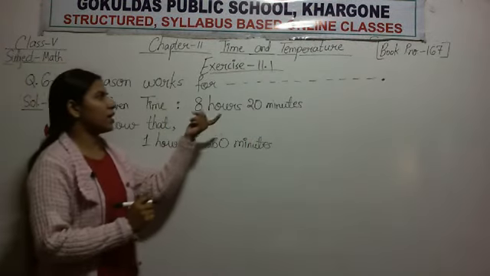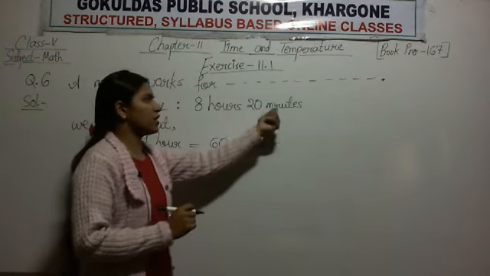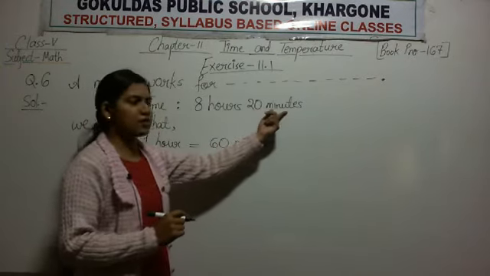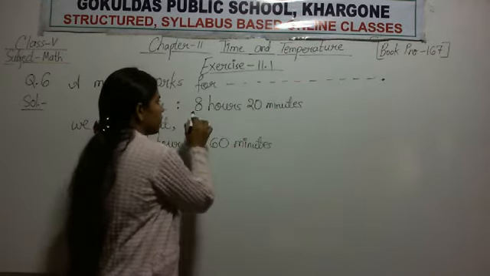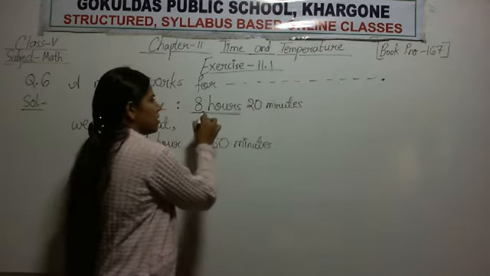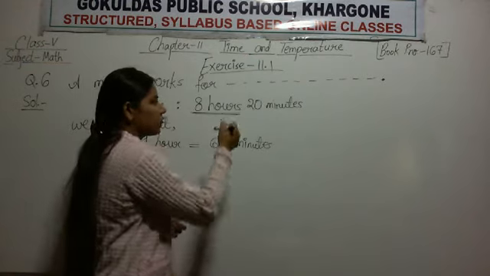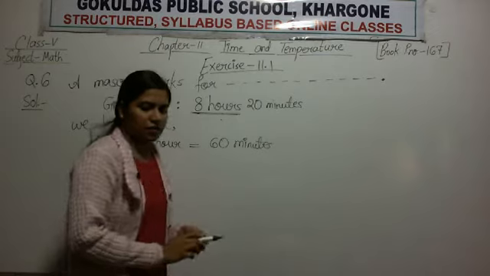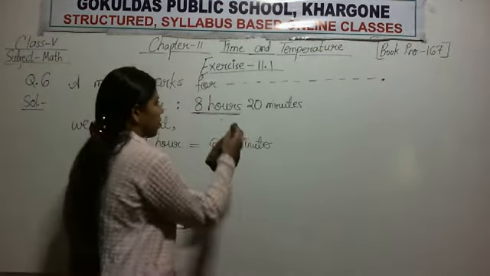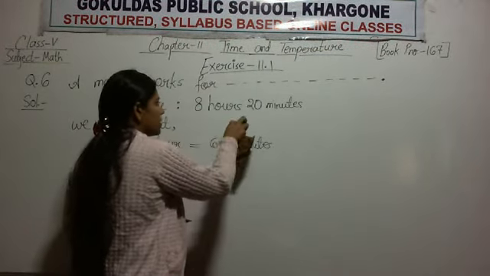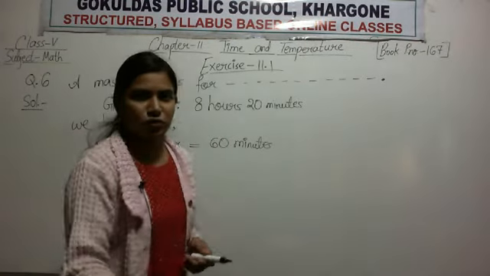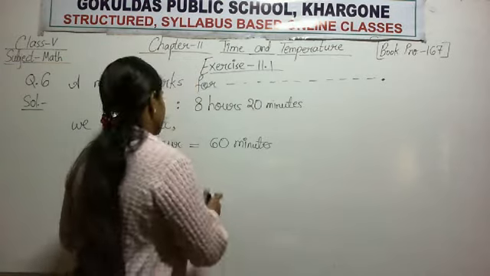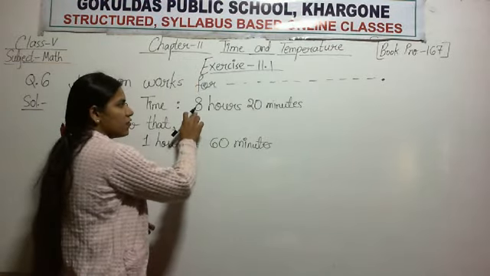Okay. Now here observe 8 hours 20 minutes. 20 is already in minutes, so no need to change it. We will only change 8 hours. And to convert hours into minutes, what we do? We multiply the number with 60. If you remember the hint, to convert hours into minutes, we multiply with 60. So we will multiply 60 with 8.